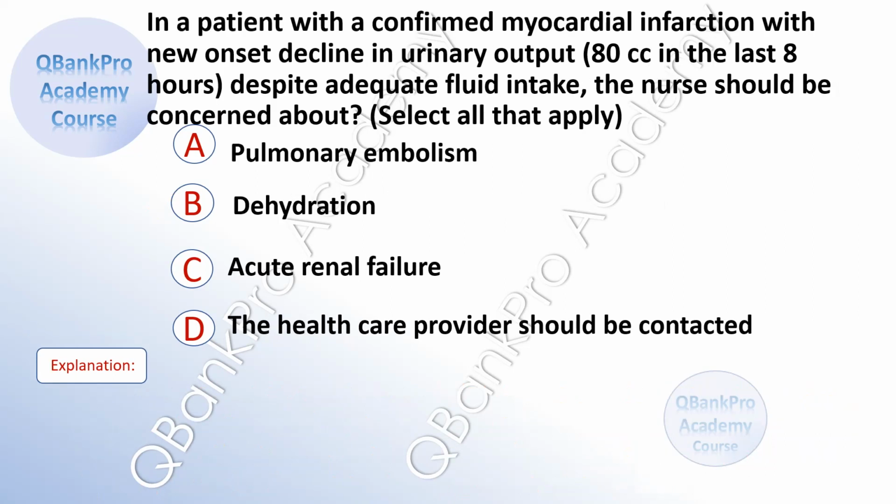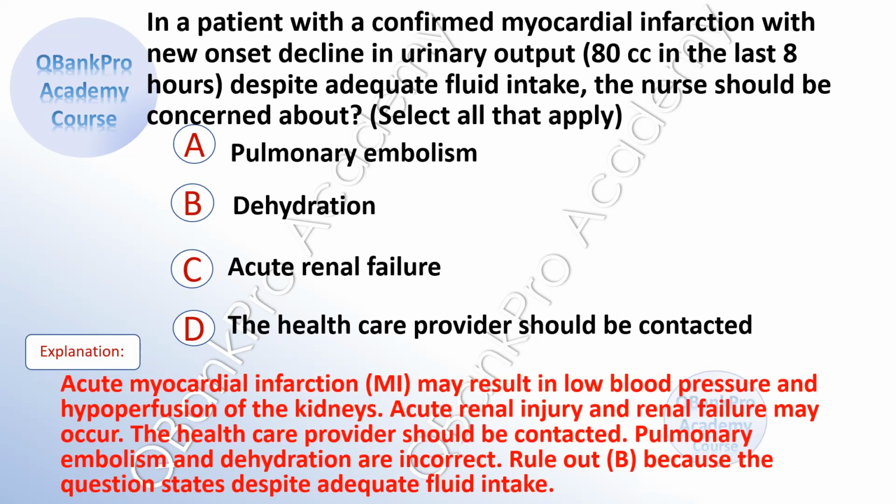In a patient with a confirmed myocardial infarction with new onset decline in urinary output, 80 cc's in the last 8 hours, despite adequate fluid intake, the nurse should be concerned about, select all that apply. A. Pulmonary embolism. B. Dehydration. C. Acute renal failure. D. The healthcare provider should be contacted. The correct answer is C. Acute renal failure, and D. The healthcare provider should be contacted.